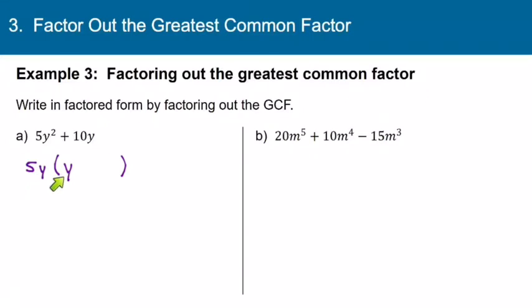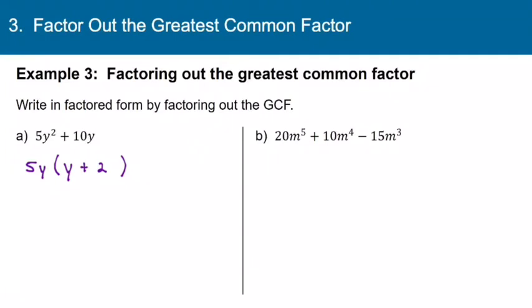So we see that 5y times y is 5y squared. Now we're going to have a plus sign, and then we say, what do we have to multiply by 5y to get 10y? Well, 5y times 2 would be 10y. Okay, so now let's check that we did this right by verifying two things. One, if we distribute the 5y, it needs to go back to this polynomial form. So 5y times y is 5y squared. 5y times 2 is 10y.